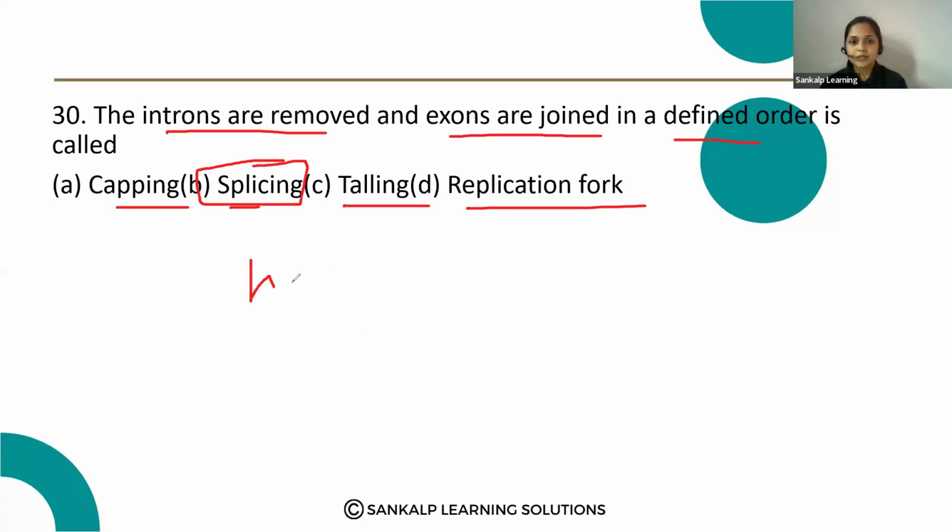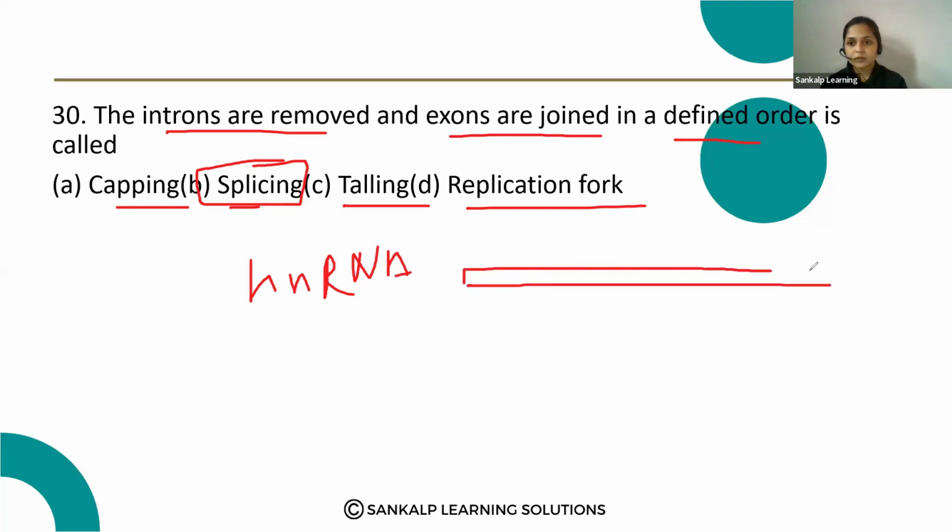So hnRNA, that is the precursor of mRNA. So just imagine this is the mRNA. So here, these blue color segments are the introns, meaning they do not code for any amino acid. So they do not code, so they are not functional. And these are the exons.